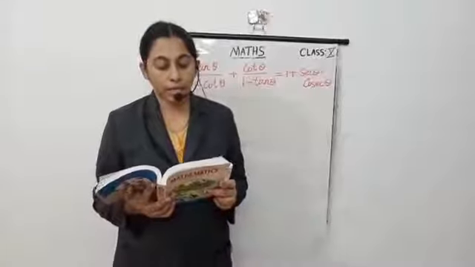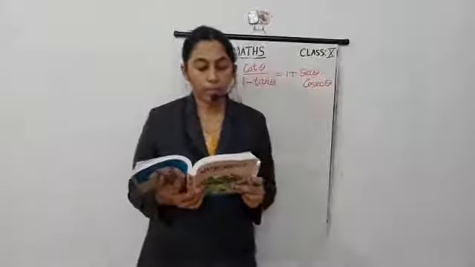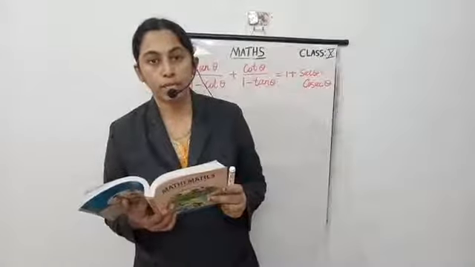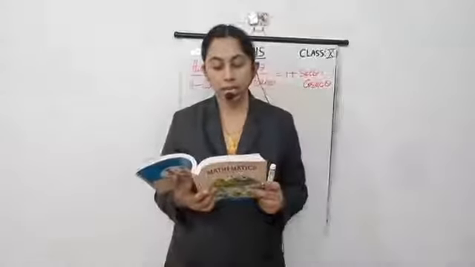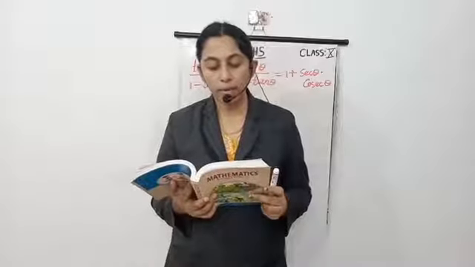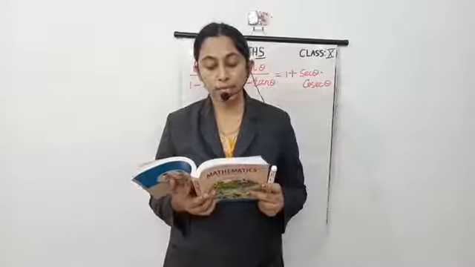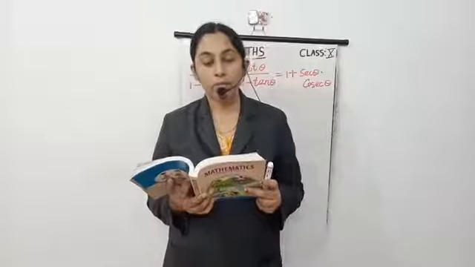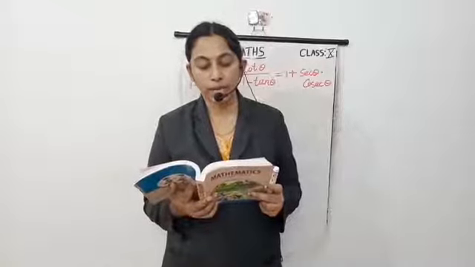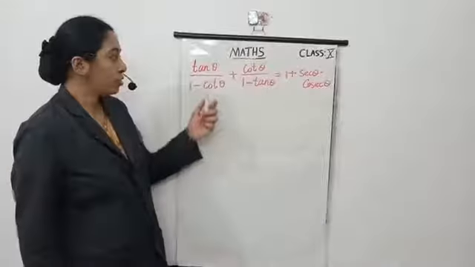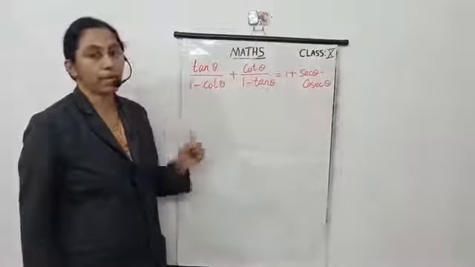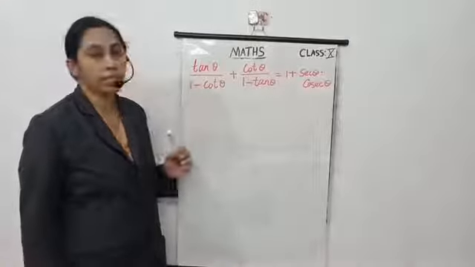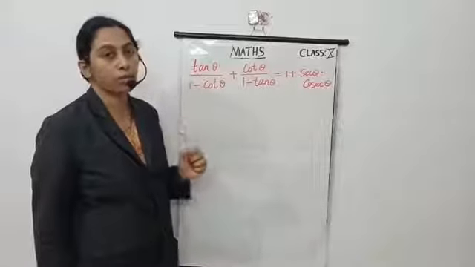Now question 3, tan theta by 1 minus cot theta plus cot theta by 1 minus tan theta equal to 1 plus sec theta into cosec theta. Here one hint is given: write the expression in terms of sin theta and cos theta. So this is the question.